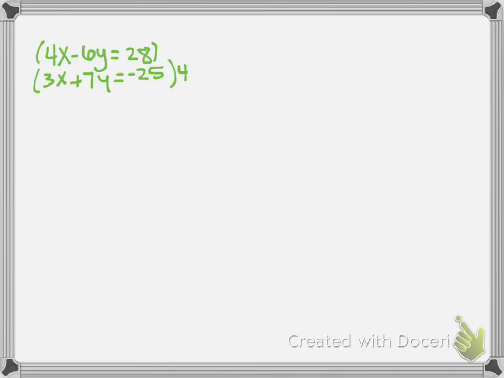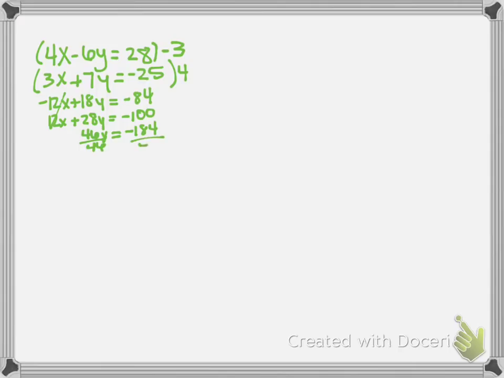So again, I've got to change a sign. So one of those bad boys has got to be negative before I multiply it, because the 4 and the 3 are both positive. So we got to change a sign. So here we go. We got negative 12x plus 18y equals negative 84. Then on the bottom one here, 12x plus 28y equals negative 100. So then those cancel, and I got 46y equals negative 184.